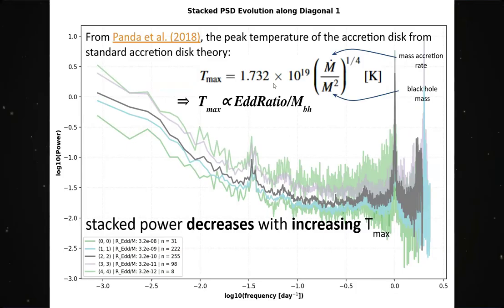So we can therefore use this relation. The max temperature of the disk is proportional to the Eddington ratio over black hole mass. And then here we have the stacks for that diagonal. We can check on the legend the value of this max temperature, and you can see that as it increases from top to bottom, the stacked power decreases, right?